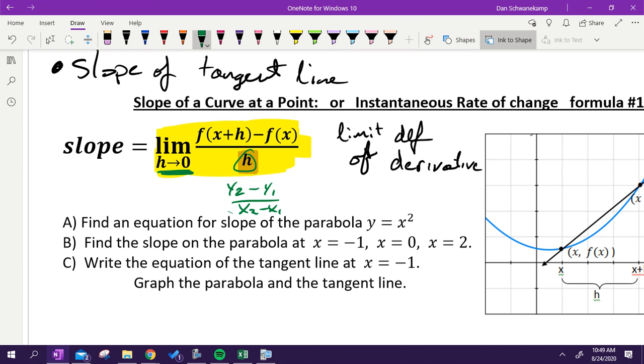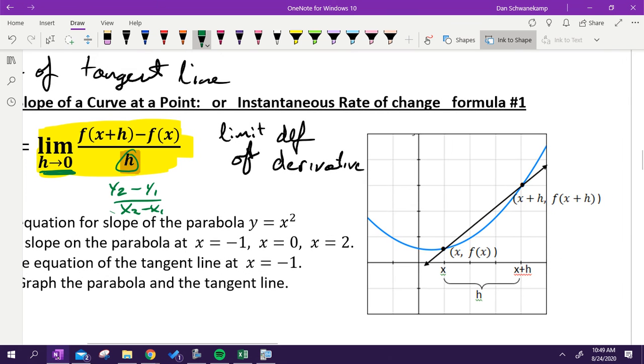So the number on the bottom, we want to get closer and closer to 0. And on top, it's the y values. This is y sub 2. This is y sub 1. Where we've got f of x, that's this y value. And f of x plus h, that's the other y value. Where the h is just the difference between the 2 dots. It's kind of weird. Do the best you can.